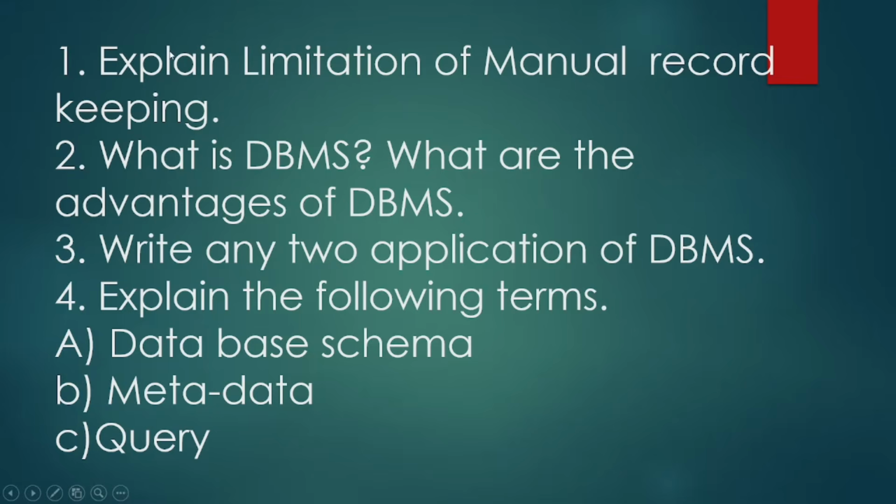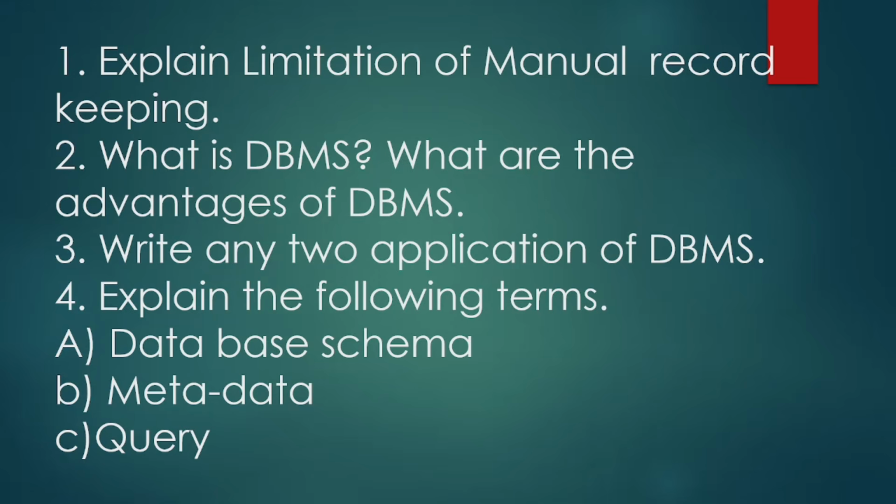So these are the questions. The first question is explain limitation of manual record keeping. So they had discussed what are the important questions, but they didn't mention whether it will come in 2 marker, 3 marker or 5 markers. So better you can be ready for 5 marker questions. Okay. So if they're asking 2 marker, only mention 2 points, or 3 marker means 3 points.